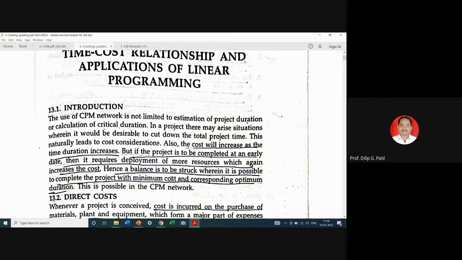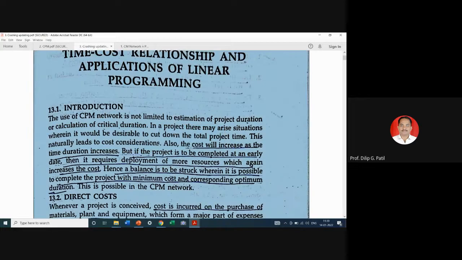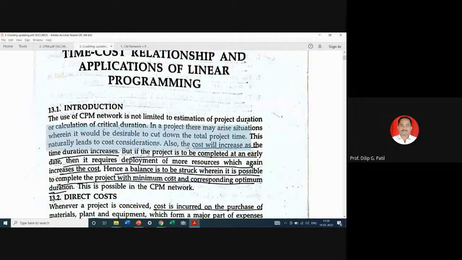So the use of CPM network is not limited to estimation of project duration or calculation of critical duration. In projects, there may arise situations wherein it would be desirable to cut down the project time. This naturally leads to cost consideration.